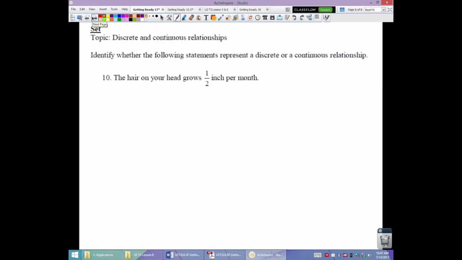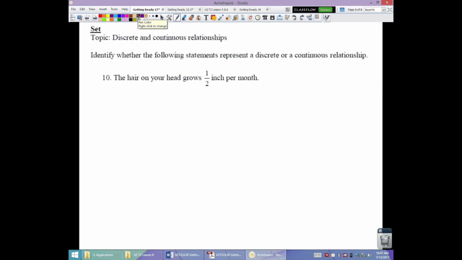All right, on the back side, we're going to look at some situations and decide whether we believe them to be discrete or continuous relationships, okay? It doesn't say we need to explain. Of course, you should do that, at least in your head, if you don't write it down, and be ready to explain that if you were asked.